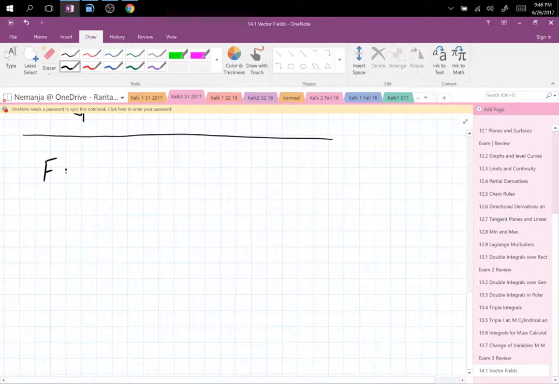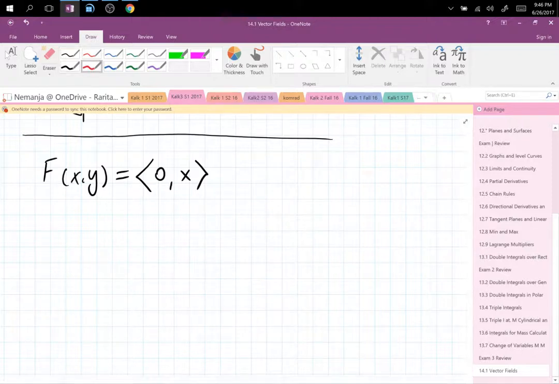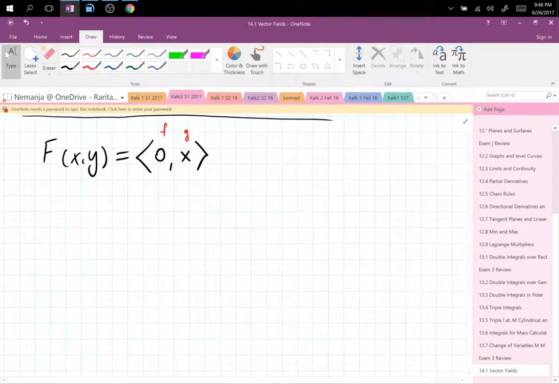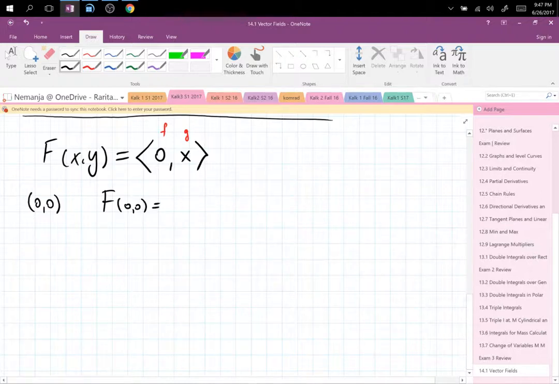So let's see some interesting fields. Let's say the field of x and y is given as 0 and x. So I'll just tell you that this is your f and this is your g. And now we say, all right, let's compute at 0, 0. If the location is 0, 0, that means x is 0, y is 0. When you plug that into the vector field, you get vector 0, 0, which is a zero vector, which means at the origin, nothing is happening.